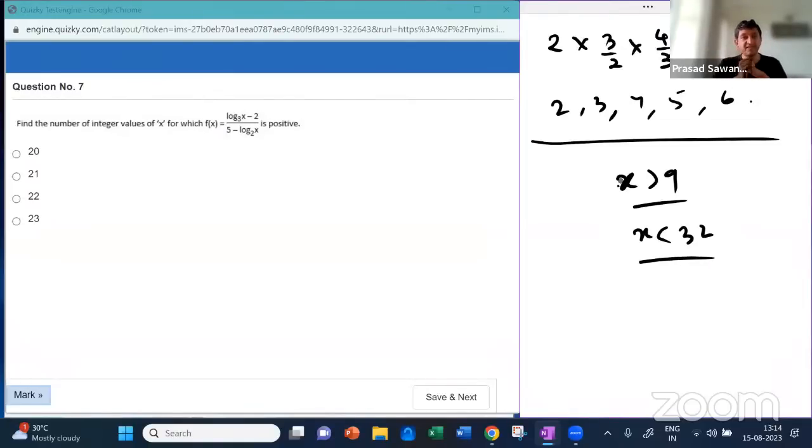So we have x greater than 9. So 10, 11, 12, 13, 14, 15, 16, 17, 18, 19, 20, 21, 22, 23, 24, 25, 26, 27, 28, 29, 30, 31. So 22, I believe. It should be less than 32 and above 9, so it will be between 10 to 31. Yeah, 22 is fine.